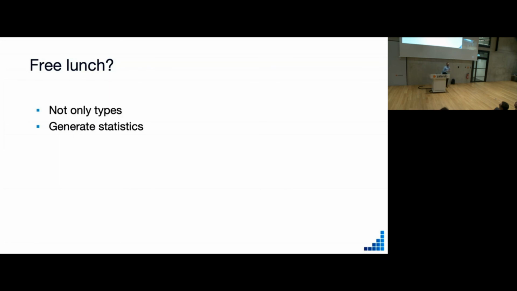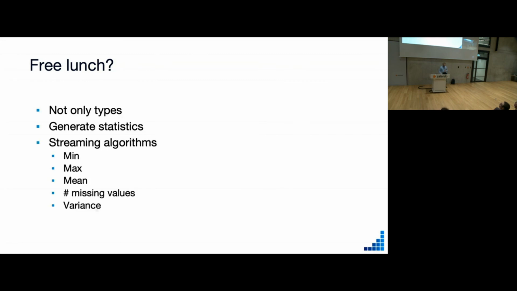But also for automatically deducing that something, even though the schema is correct, falls outside of the range of the data that we've seen before. There are a lot of nice streaming algorithms that fit very well in the MapReduce part, which includes the min, max, the mean, counting the number of missing values, and there's even a really nice streaming variance algorithm that fits in this.